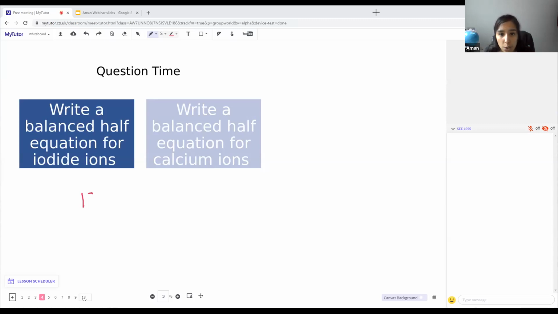Good, okay, so 2I- plus 2e minus, we've got there, goes to I2, so almost. So first of all, our I minus ions are going to need to lose some electrons because they are negatively charged.